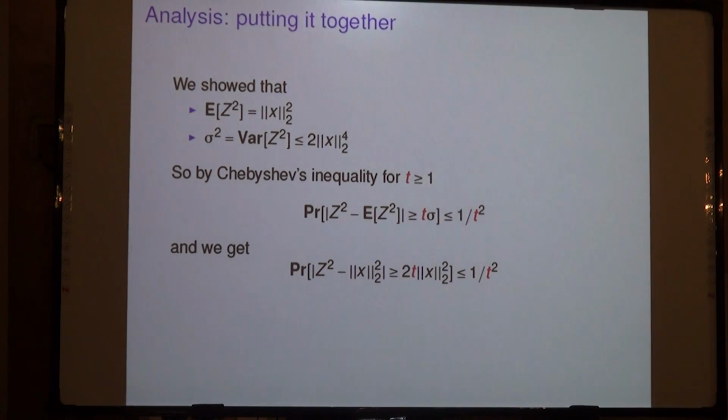Is this any good? Does anyone see any issues with this? Is this useful? Should we declare victory yet? So by Chebyshev's inequality, we know that for every t at least 1, the probability that our randomized estimator deviates from its mean, and the mean is the square of the L2 norm of x, by twice t times the L2 norm squared is at most 1 over t squared. What would you set t to? So what is the smallest t that would give a useful bound?